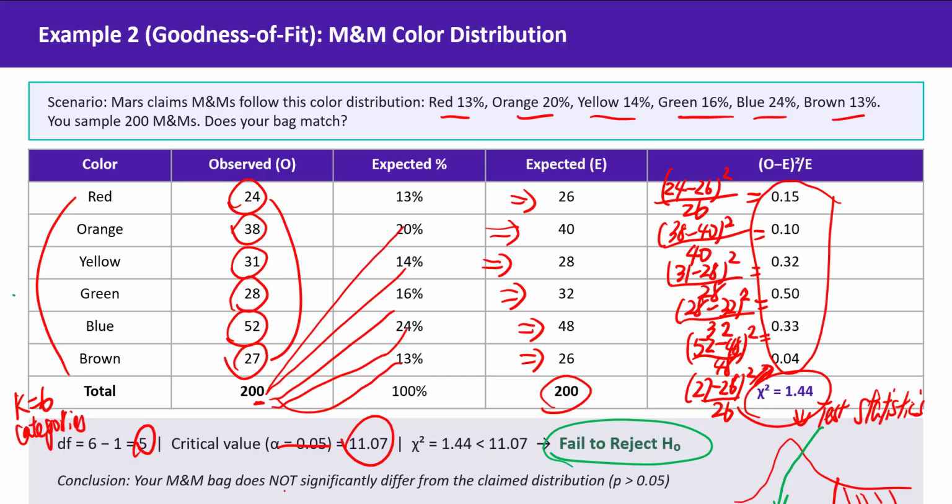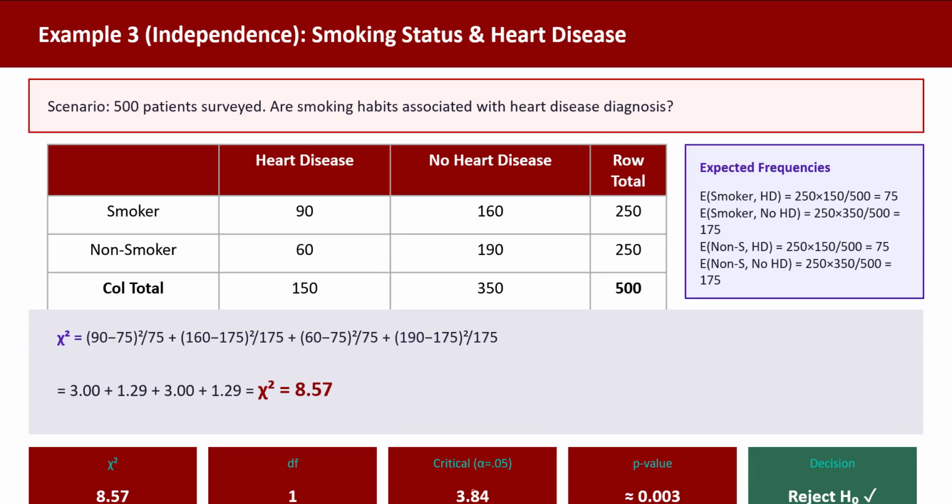So that's basically meaning they are consistent, right? The MMNs are consistent from both expected frequency and then observed frequencies. Now the third example is about the independence test, on smoking status and heart disease. So we surveyed 500 patients and we try to figure out the smoking habits associated with the heart disease diagnosis.